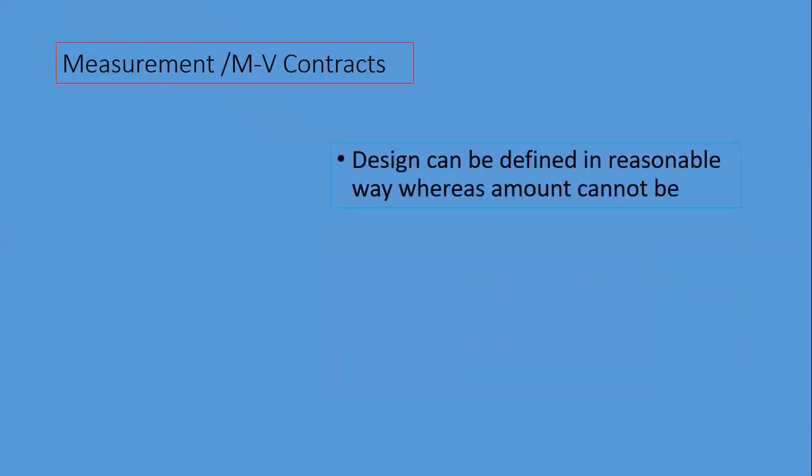Measurement contracts. What is meant by measurement contracts? In these kinds of projects, design can be defined in a reasonable way, whereas amount cannot be. Like in projects, you know the design, but you don't have an idea about the accurate cost. Such kinds of works will be done by measurement contract types.